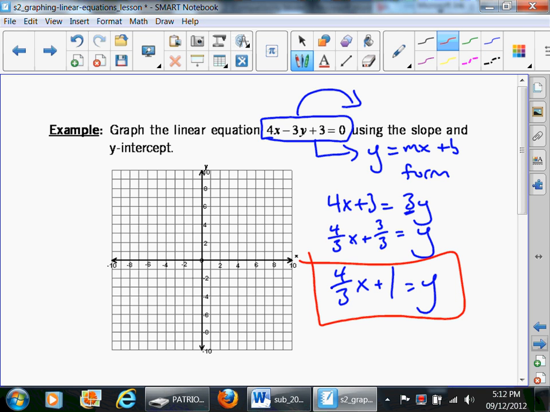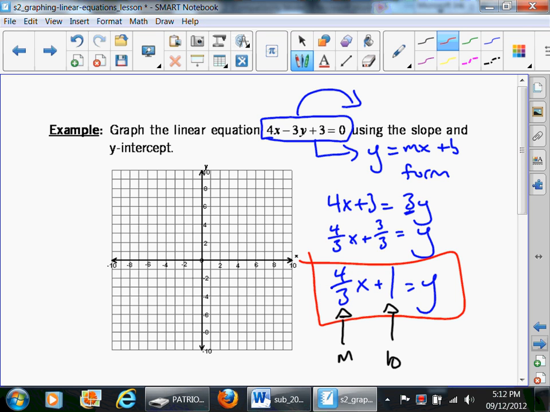Okay? Now that we got that, it's important for us to identify what's the slope and what's the y-intercept. The slope is the thing that's in front of the x, so that's 4 over 3. The y-intercept is the number that's by itself. So we'll label the y-intercept first.